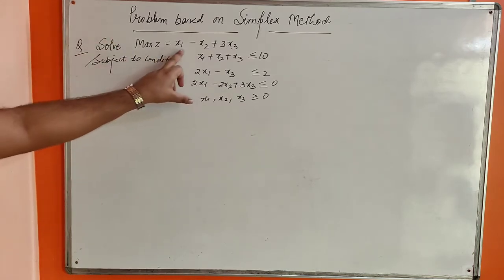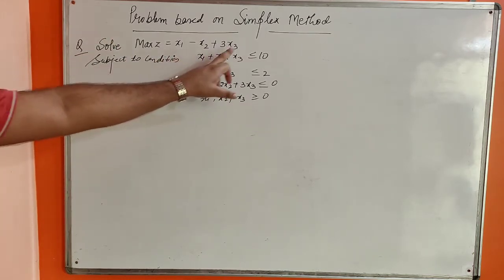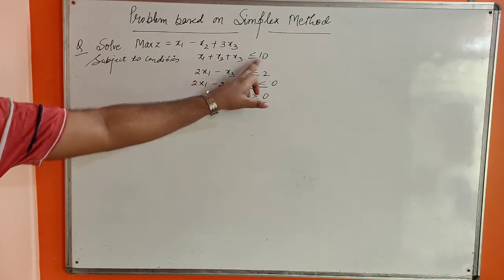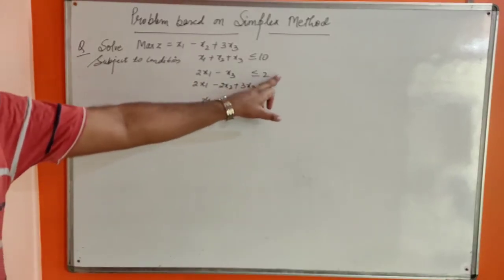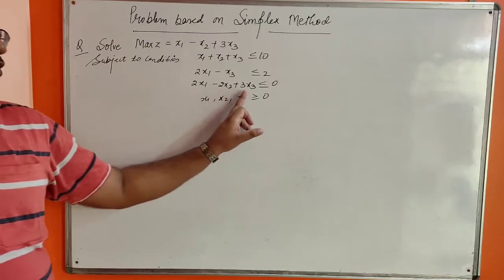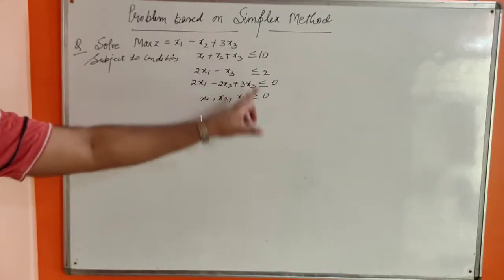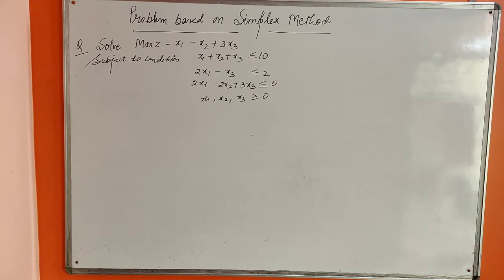So this is the problem: maximize z equals x1 minus x2 plus 3x3 subject to the conditions x1 plus x2 plus x3 is less than or equal to 10, 2x1 minus x3 is less than or equal to 2, 2x1 minus 2x2 plus 3x3 is less than or equal to 0. So all the inequalities are less than or equal to. So this is a problem for the simplex method, because in this condition we can only add slack variables, and if there are only slack variables, then we can use the simple simplex method. So first convert it into the appropriate form.